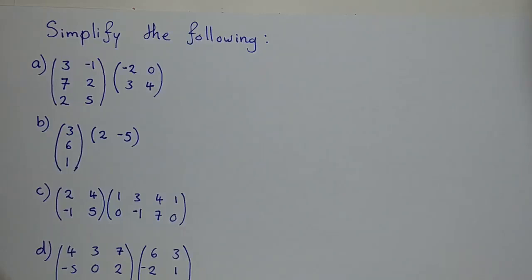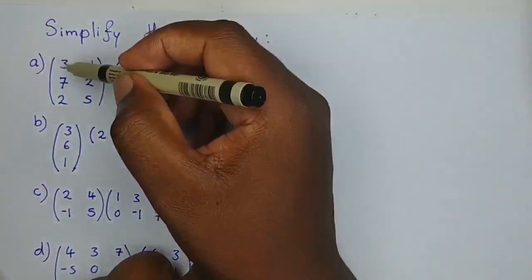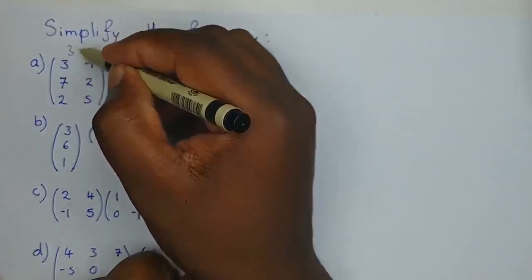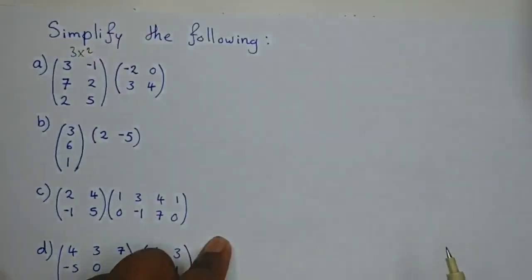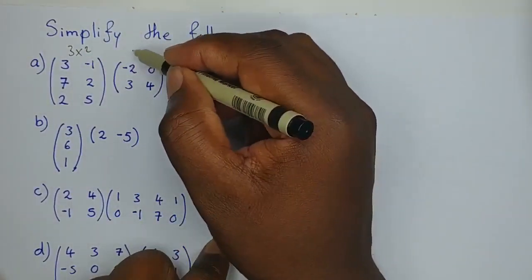So when multiplying matrices, it's very important to know the order of the matrices that you're multiplying. By order, we simply mean the number of rows and the number of columns. So how many rows do we have in this? We have 1, 2, 3. So this is a 3 by 2. How about the next matrix, which is this one? It has 2 rows, 2 columns. So that's a 2 by 2.